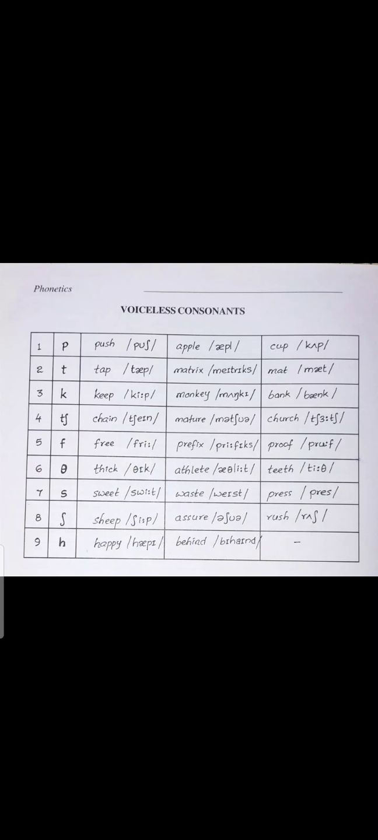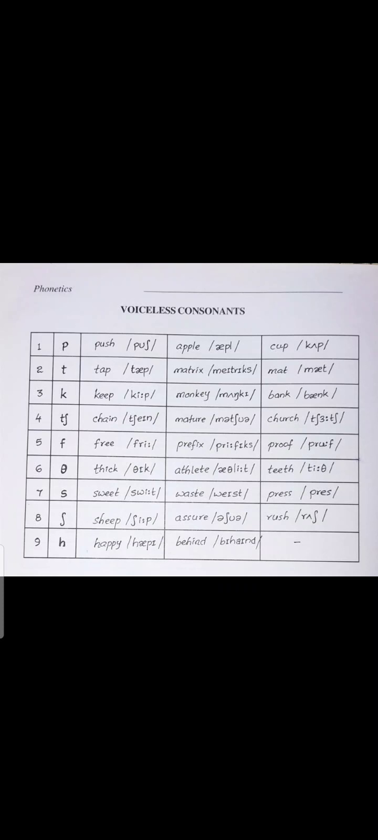And next, the fourth voiceless consonant sound, "ch". In the initial, chain. In the middle position, mature. In the final position, church.